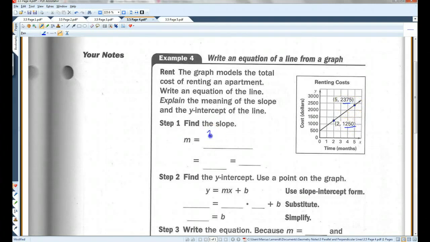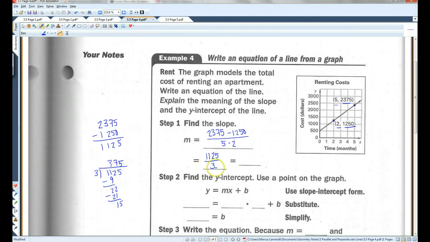So, I've got 2375 minus 1250 over 5 minus 2. Alright, 2375 minus 1250. This gives me 1125 over 3. I'm going to do some long division. 3 goes into 11 3 times. 3 goes into 22 7 times. And 15 5 times. So 375 is my slope.